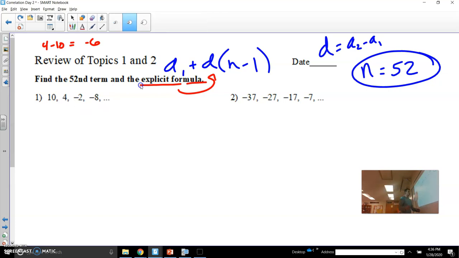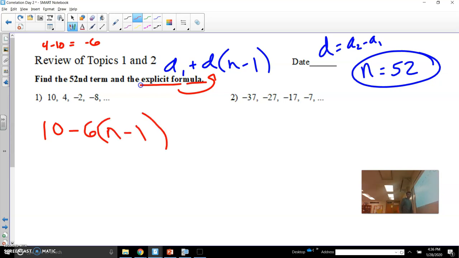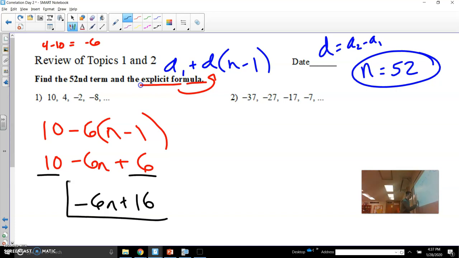So I want to start with my formula. A sub 1, that is 10. That represents the first number in the sequence. We are subtracting 6, and then n minus 1 is part of the formula. We need to distribute to clean this up. 10 minus 6n plus 6. Seeing a lot of mistakes in this step, not getting that sign to be correct as a positive, at least for this problem. Negative times a negative is positive. And then combining like terms to produce your explicit formula.